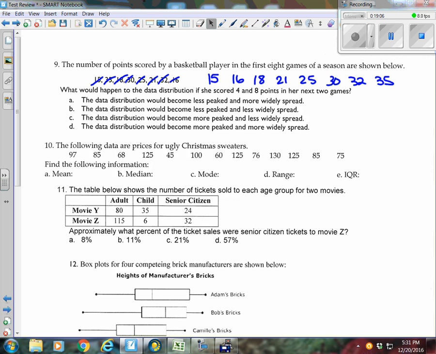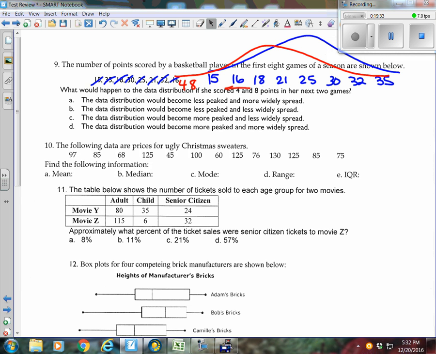Then all of a sudden it says, what would happen to the data? Imagine the data has a normal bell curve. What would happen to the data if you had 4 points and 8 points? We had an injury. We got a lot of fouls this game. We weren't able to play the game. We got sick or something. That's going to pull our average way down, isn't it? Okay, so now my average is going to be slid backwards.